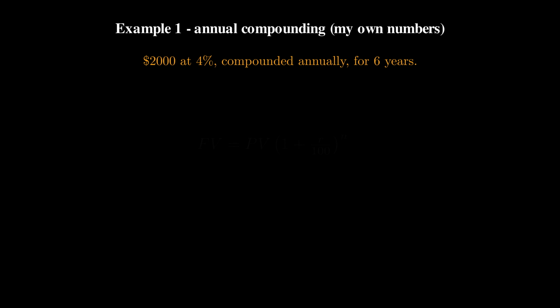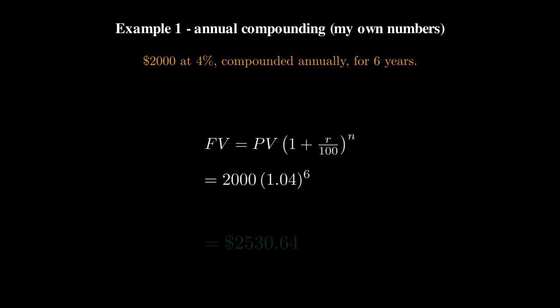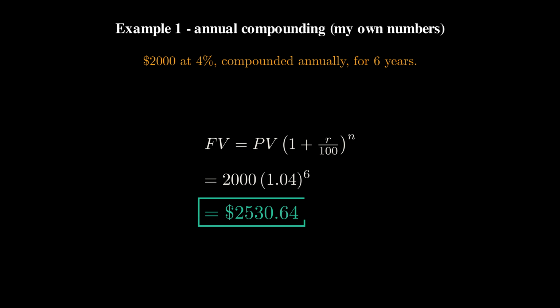Always start by stating the formula. Future value equals present value times 1 plus r over 100 to the power n. Substitute in 2,000 times 1.04 to the 6th. Type that in one go, and you get $2,530.64. That's the whole method for annual compounding. Example 2 steps it up to monthly compounding.